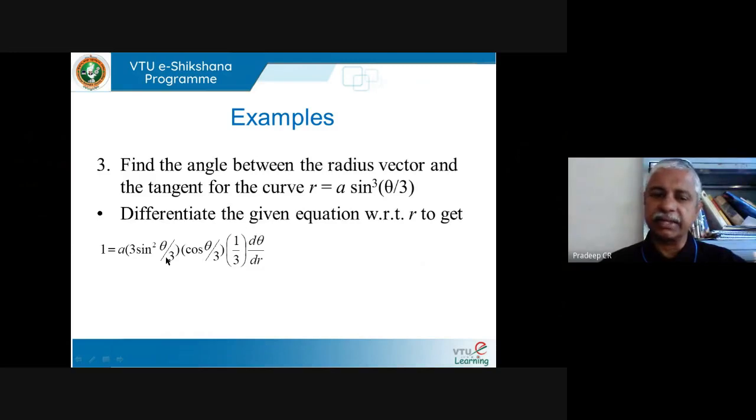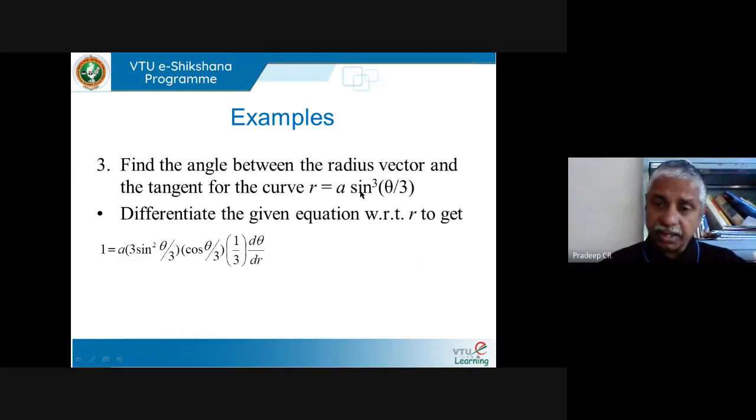Then you will get 3 sine square y by 3 into cos y by 3 into 1 by 3 into dy by dx. That's what we have done here, instead of y and x, I have theta and r. That's all. Anyway, this is an elementary case of chain rule. So I hope you understand how to apply this chain rule here.